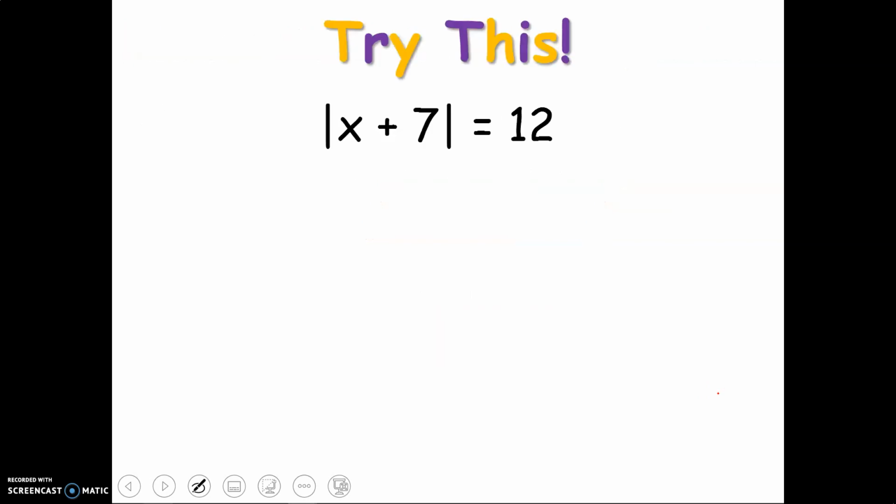Go ahead and give it a try. Absolute value of x plus 7 is 12. Pause the video, give it a try. Compare your answer with a neighbor or verify with the teacher.